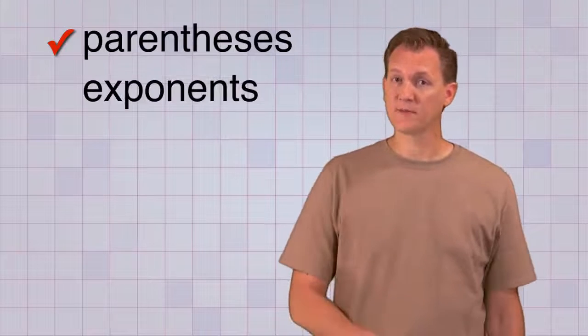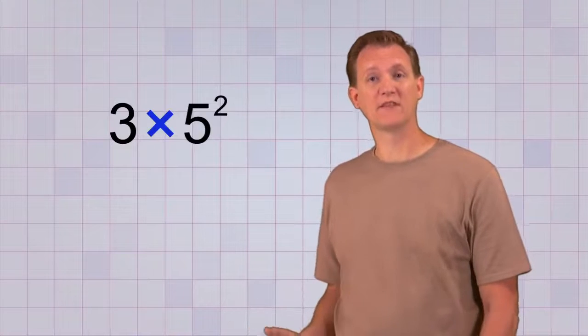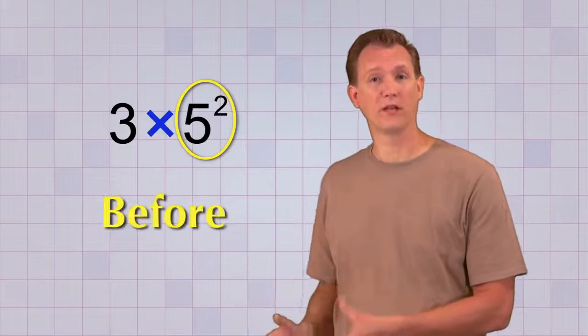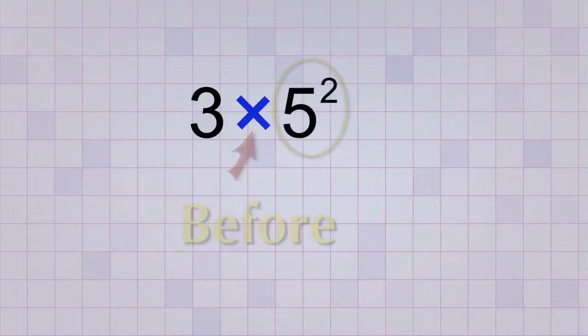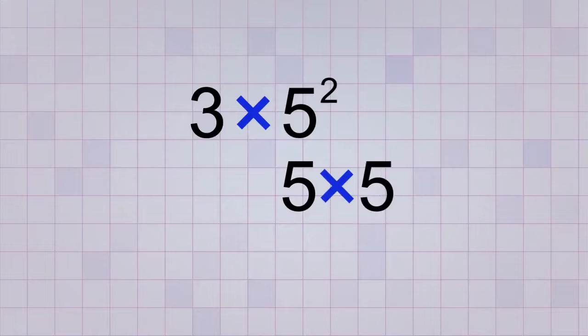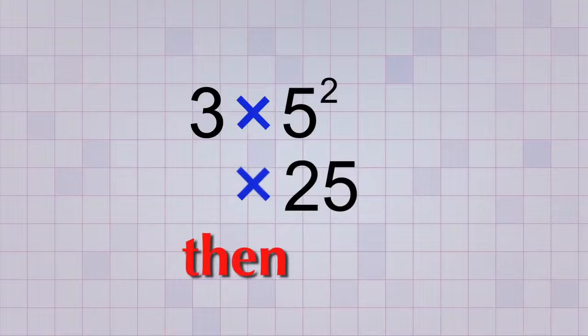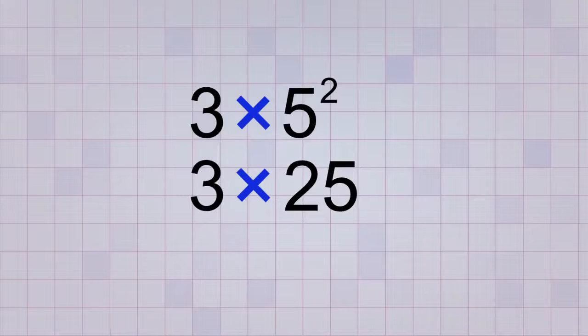So after we take care of any parentheses, simplifying any exponents becomes the next highest priority. For example, in this problem, we have to simplify the exponent before we can do the other multiplication. The exponent is telling us to multiply 5 together twice. So 5 times 5 is 25. And after we do that, then we multiply the result by 3. So 25 times 3 is 75.